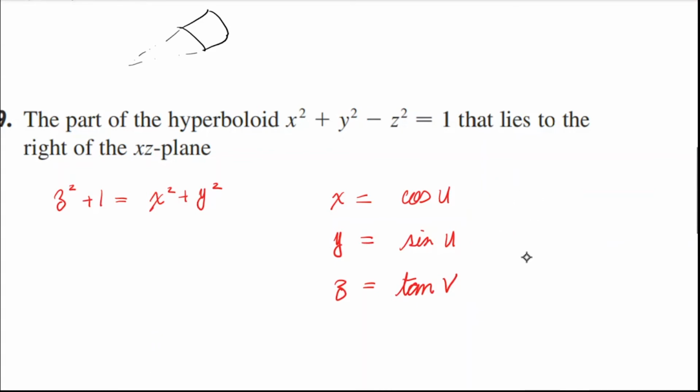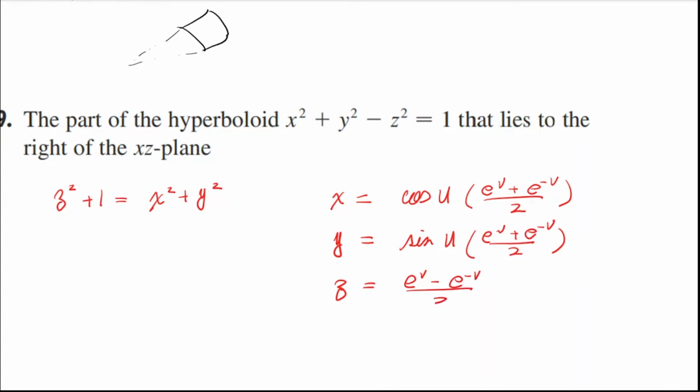So we'll go back up and we'll put hyperbolic cosine here, which is e to the v plus e to the negative v over 2. And same thing here, e to the v plus e to the negative v over 2. And here we put e to the v minus e to the negative v over 2. Okay, and let's see if that works. Oh, this is better now, right?